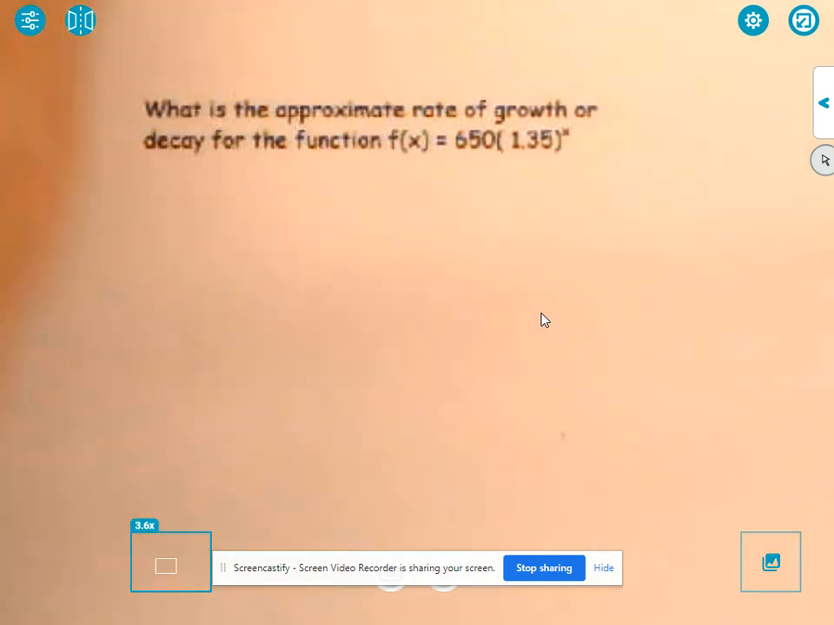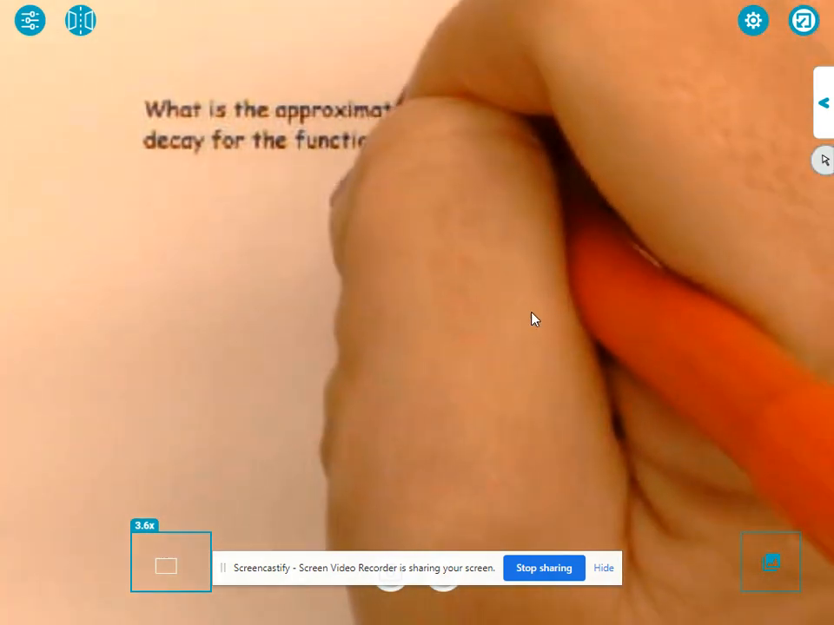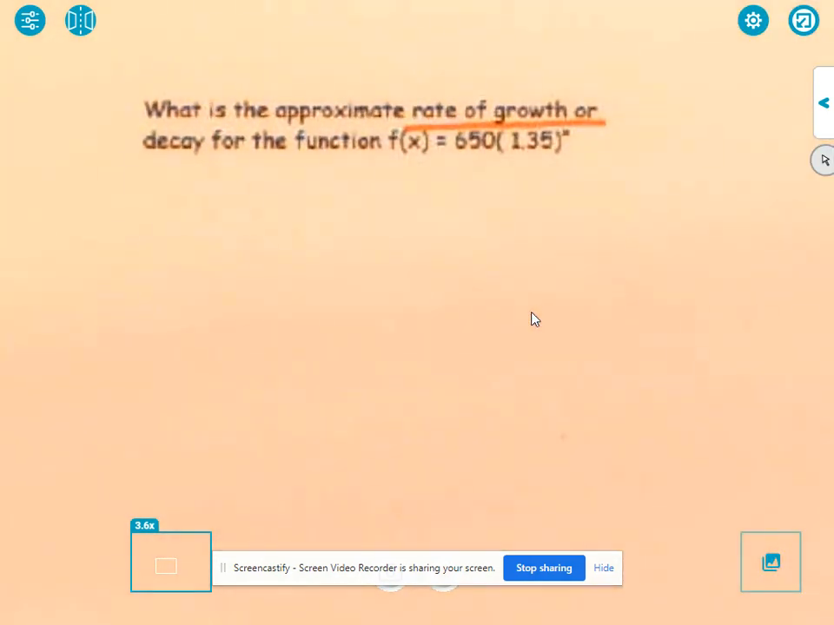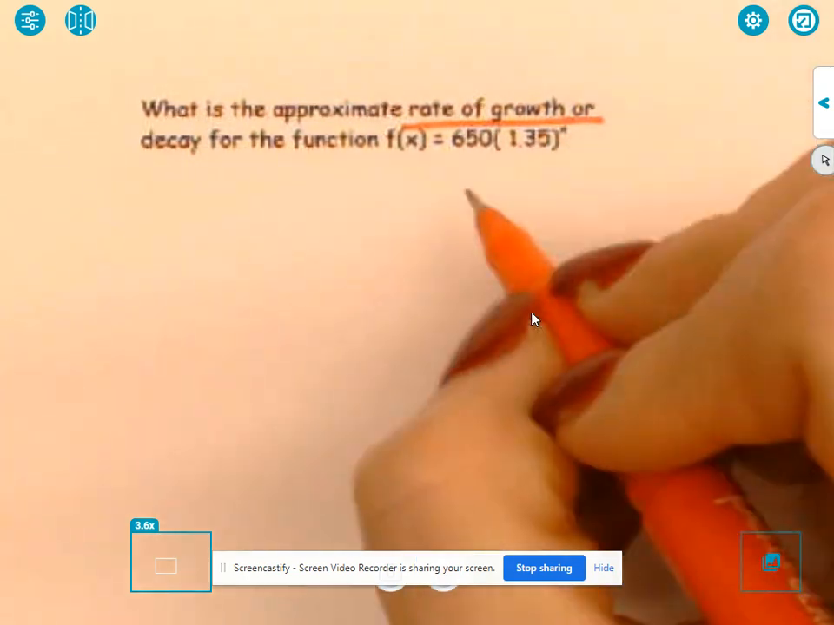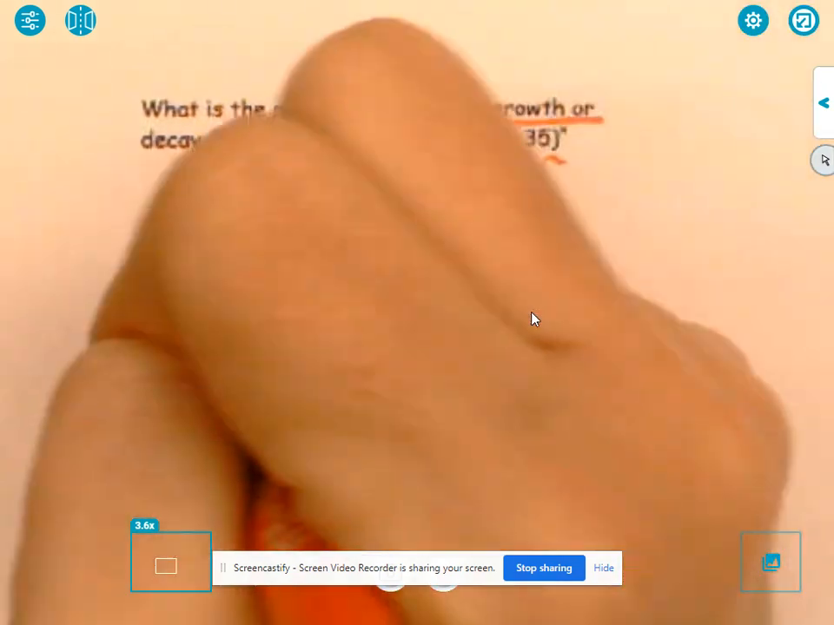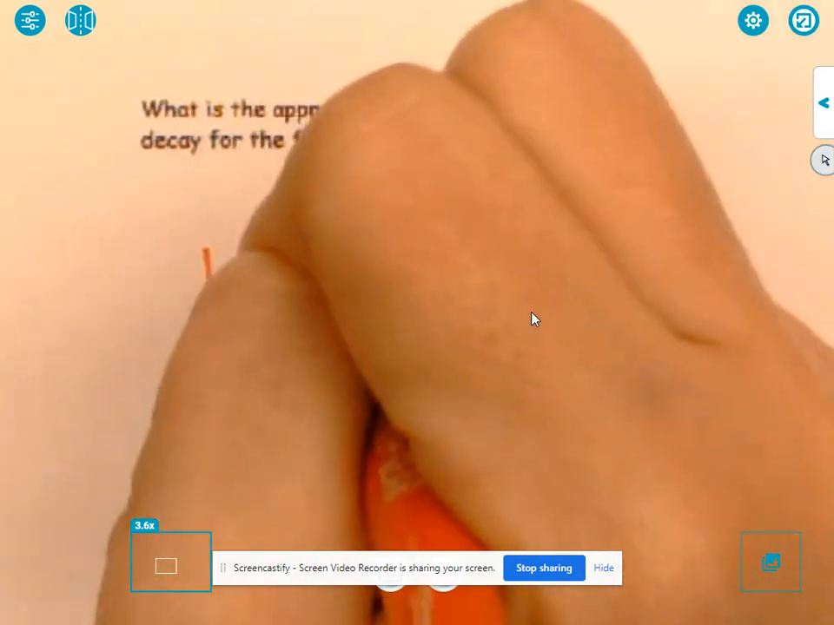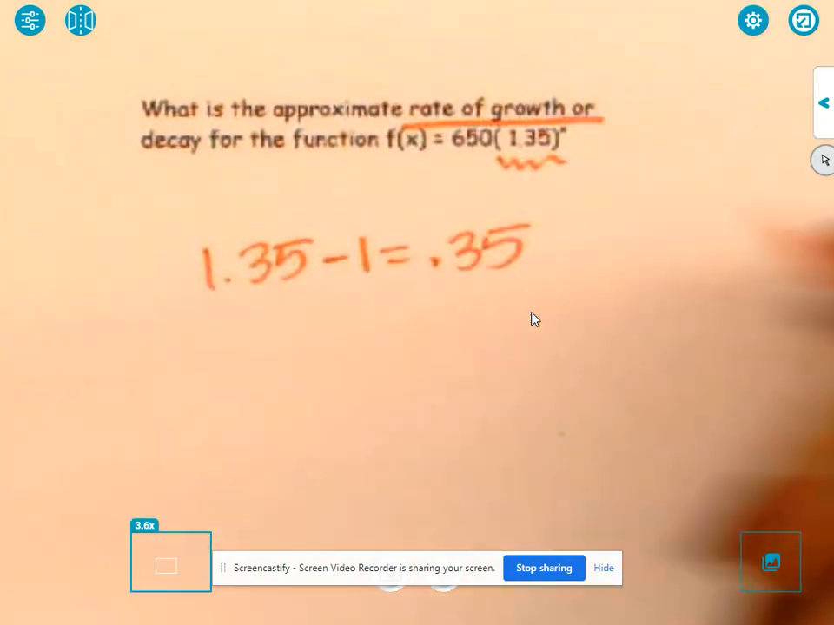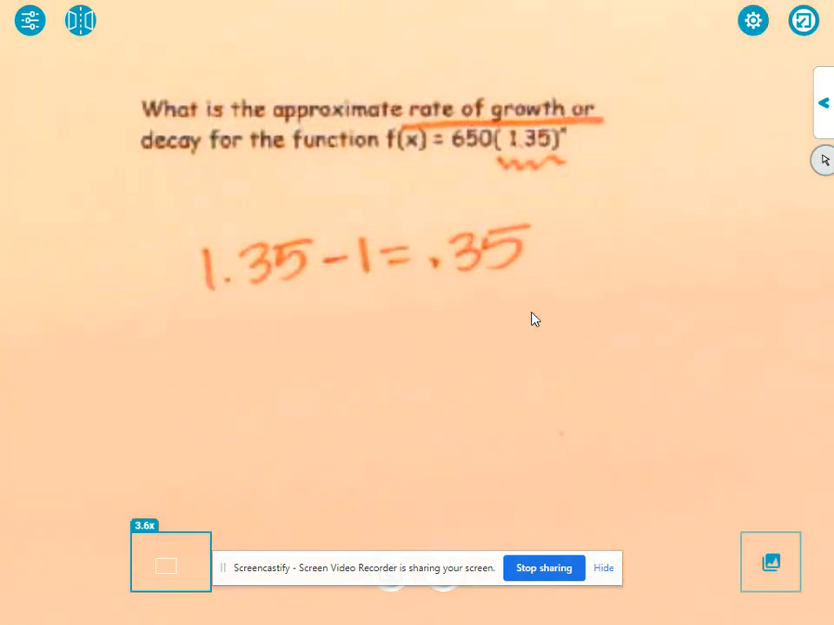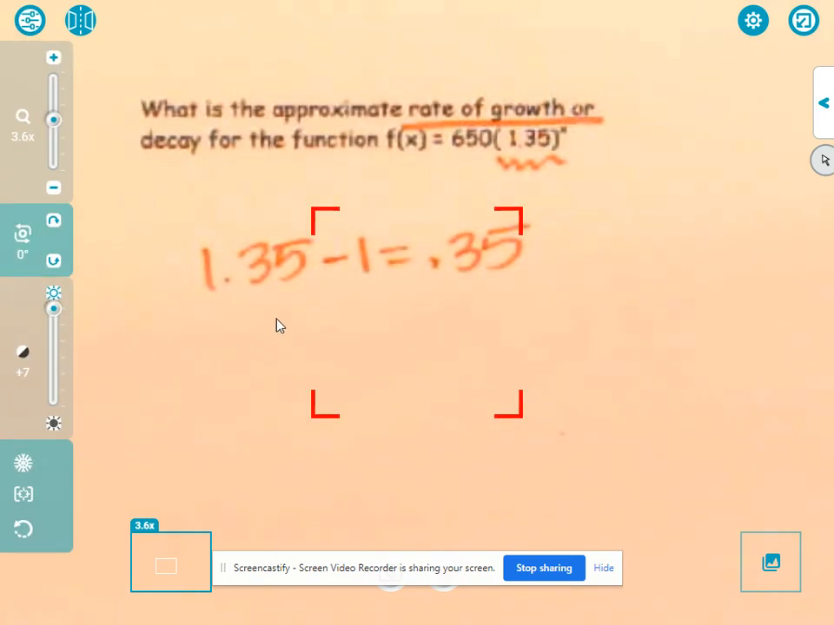Okay. All right. So what you have here is they've already given it to you in simplified form, and they're asking you what is the rate of growth or decay. That's what they're asking. Okay. So we're going to look right in here. Okay, at 1.35, and whatever that is, we're going to subtract 1, which is going to give me 35%.